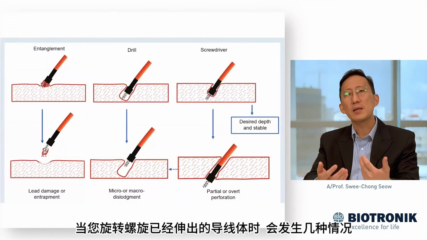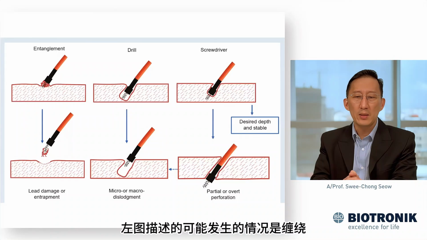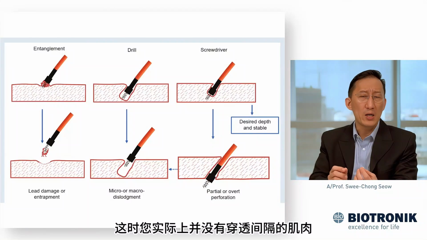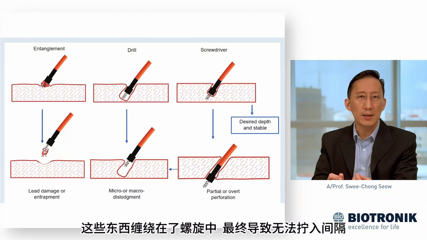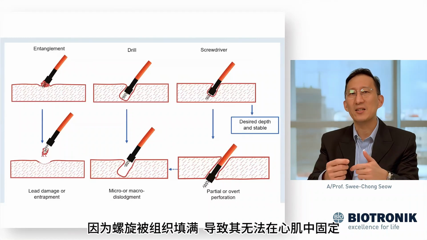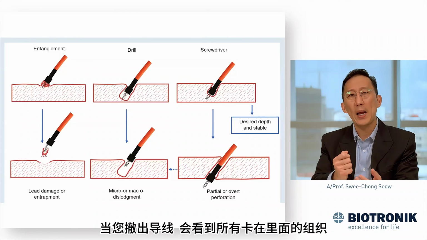So there are a few things that can happen when you rotate the lead body with the helix extended. One of the things that can happen on the left side is entanglement, where you do not actually penetrate into the muscle of the septum. You just catch a few fibers or even the chordae from the tricuspid valve, and you just entangle everything in your helix. And eventually, there's no progress because the helix is all filled up with tissue and it's not able to bite into the myocardium. And when you pull back, you just see all this tissue that's stuck in there.